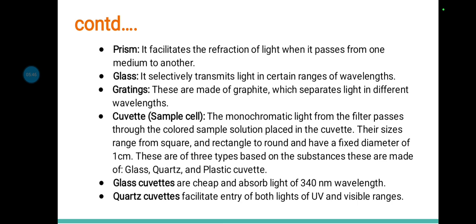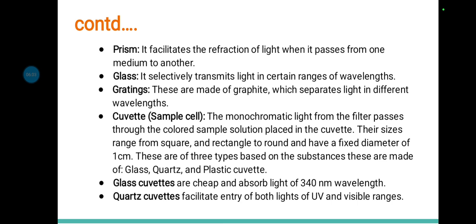Glass selectively transmits light in a certain range of wavelengths. Gratings are the ones made of graphite which separate light into different wavelengths. Then the cuvette. Cuvette is a sample holder. Monochromatic light from the filter passes through the colored sample solution placed in the cuvette.